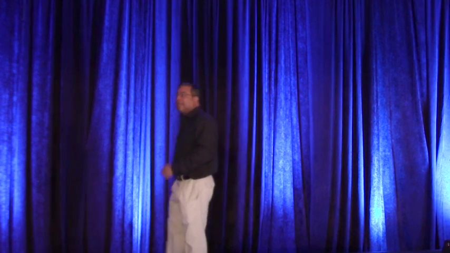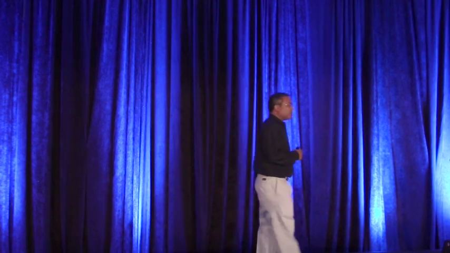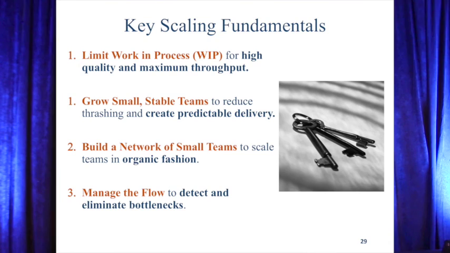So as they get ready to accelerate, what they're going to do is to put in place some key scaling fundamentals. And all of these fundamentals are, by the way, in that book that you got in that bag that says IBM. So the black bag that says IBM, if you look at that, you'll see a copy of these fundamentals in that book. But anyway, these fundamentals say, limit work in process, grow small, stable teams, build a network of small teams, and manage the flow.